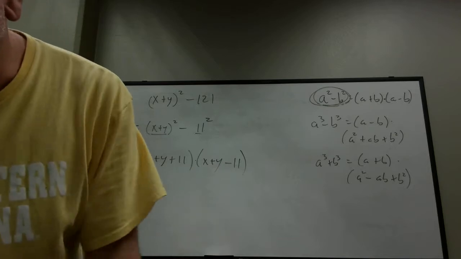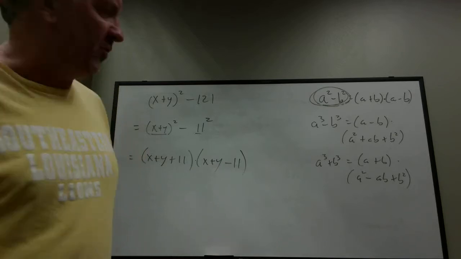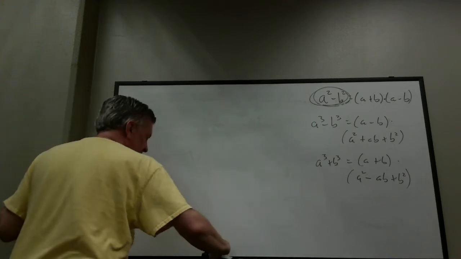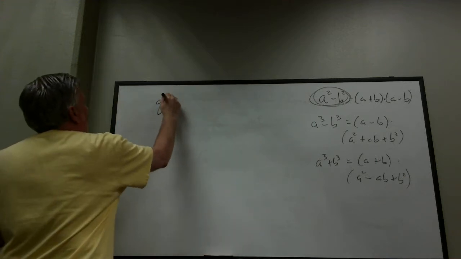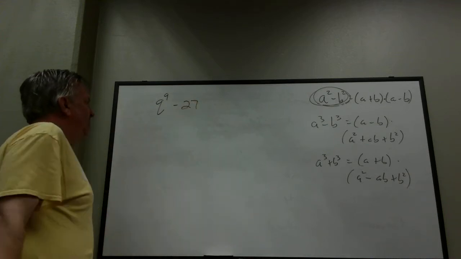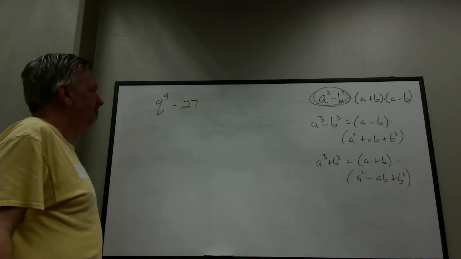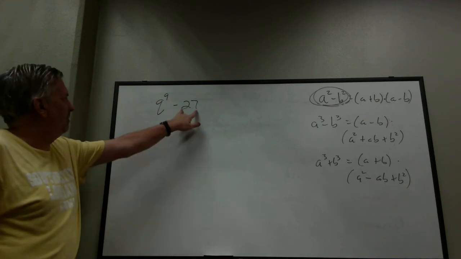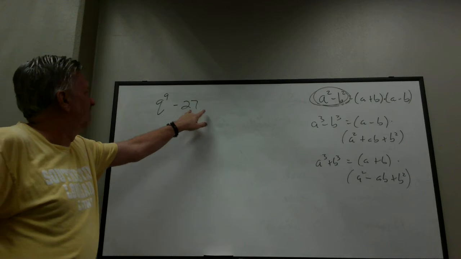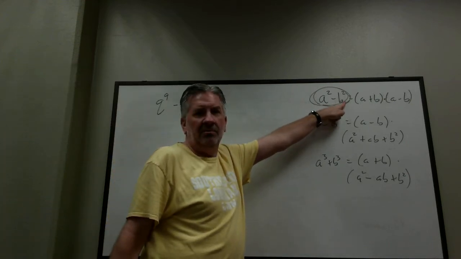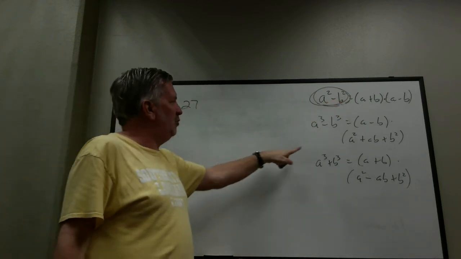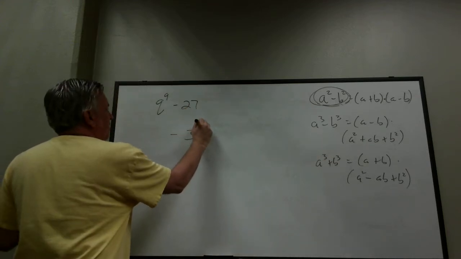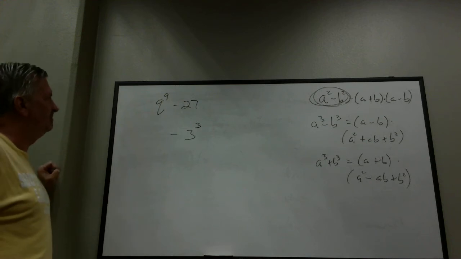Okay, so the next one says q to the 9th minus 27. Wow. Q to the 9th minus 27. Okay, well, what do you think? Well, is 27 a perfect square to match that? No. Is 27 a perfect cube to match one of those? Yes. So you can rewrite 27 as 3 cubed, right? 3 times 3 times 3 is 27.